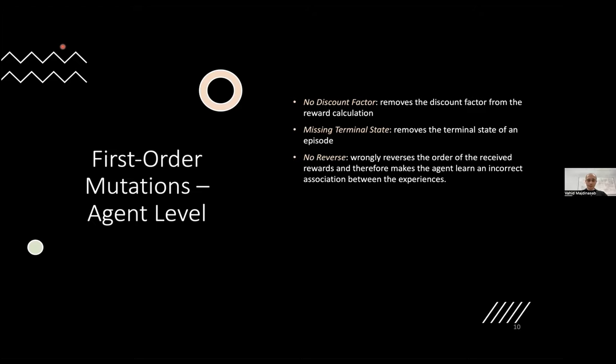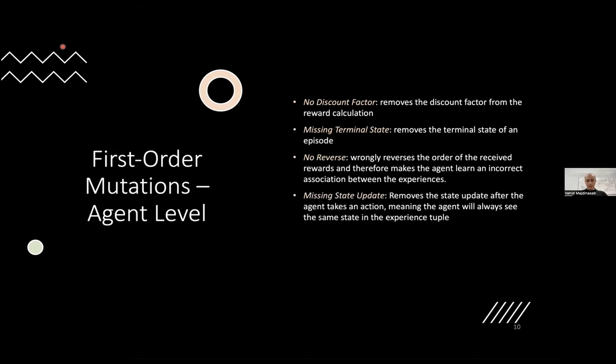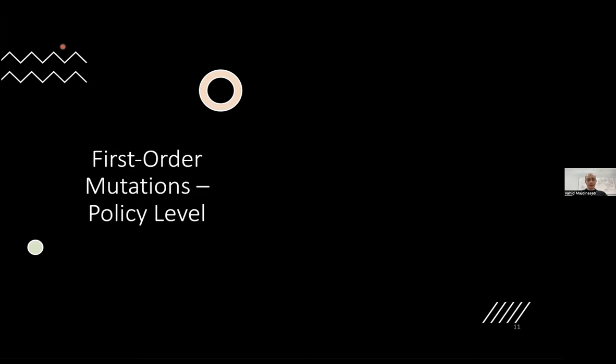The missing state update operator removes the state update after the agent takes an action. So it is similar to the repeat operator where we return the previous observation to the agent. However, instead of it happening on an environment level, this is happening on an agent level. And finally, we have the incorrect loss function operator, which simulates the conditions where the developer implements the wrong logic for the agent's loss function.